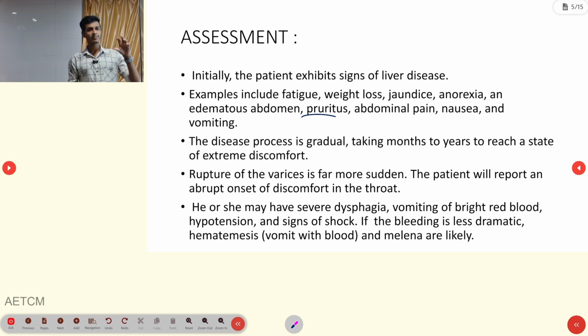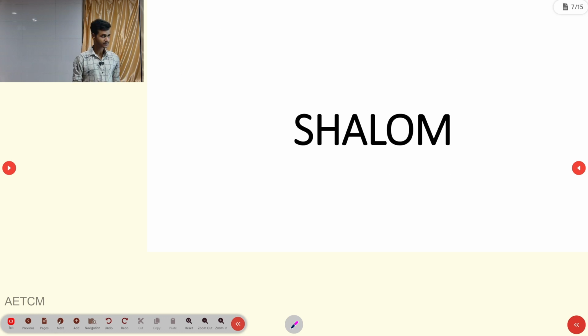Again, it takes a lot of time to come to rupture of the varices. Mainly, at the time of rupture, the person will complain of abrupt onset of discomfort in the throat. If any rupture happens, the person will suddenly feel discomfort in the throat region. That is one of the important things. Also the person will have hematemesis, and based on the bleeding, hypotension and then signs of shock. These are some of the associated clinical features.